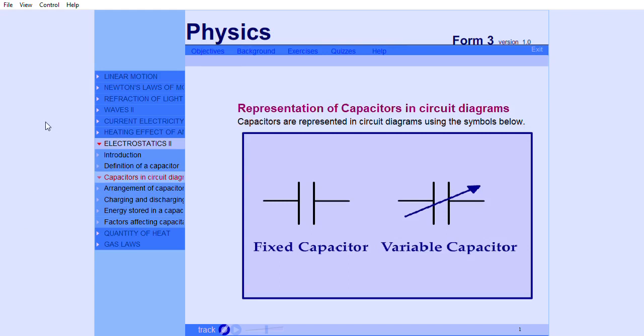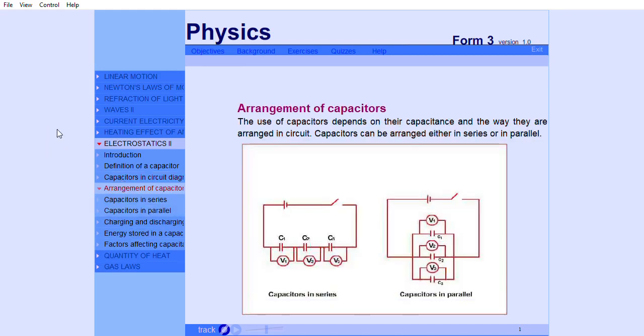Representation of capacitors in circuit diagrams. Capacitors are represented in circuit diagrams using the symbols below. Arrangement of capacitors. The use of capacitors depends on their capacitance and the way they are arranged in a circuit. Capacitors can be arranged either in series or in parallel.